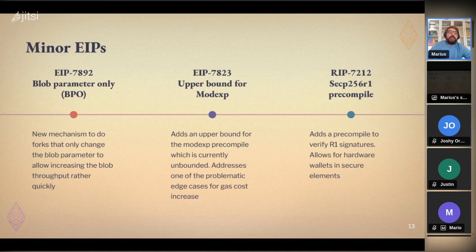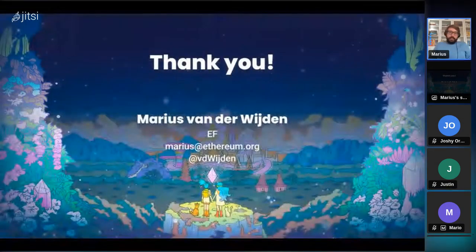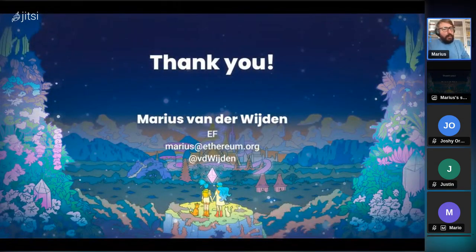It will go onto mainnet at some point, but we don't know if it's going to be in Fusaka or in the hard fork afterwards. That's it. Thank you very much for listening to me. I'm open to all questions about Fusaka, about anything else in Ethereum.